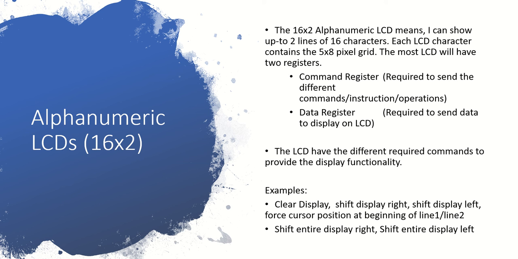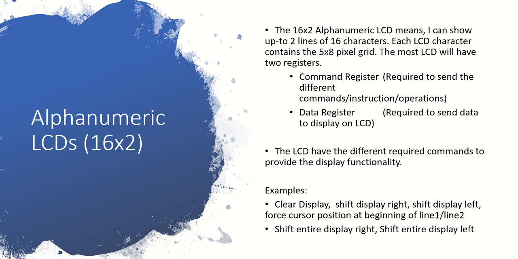So what is the purpose of these two registers? The command register is used if you want to send certain commands, so you need to send them via this register. It is required to send different commands, instructions and operations. The second one is the data register, where we send the data we want to display on the LCD. All the data content is handled by this register, and we need to send it to this register.